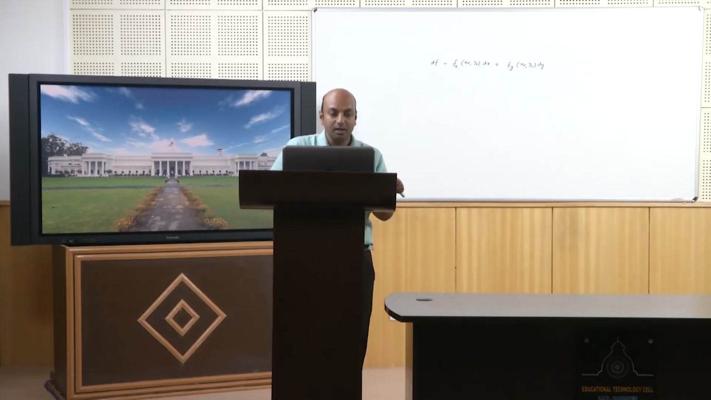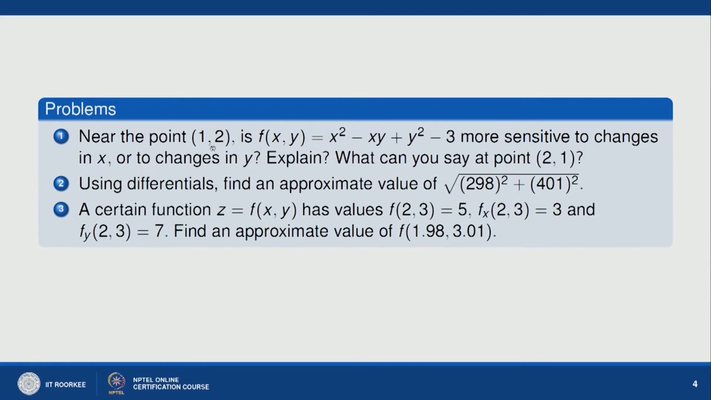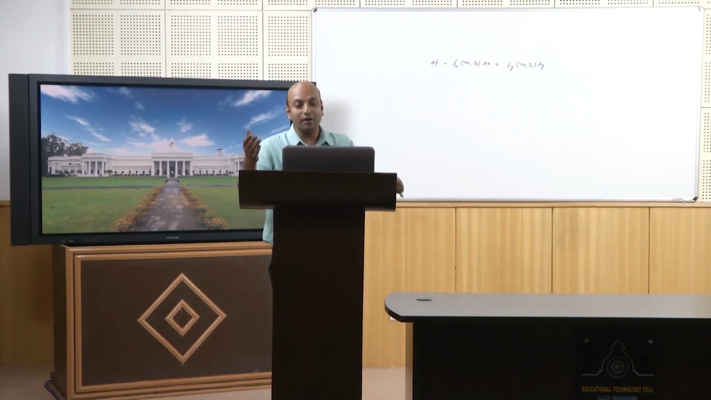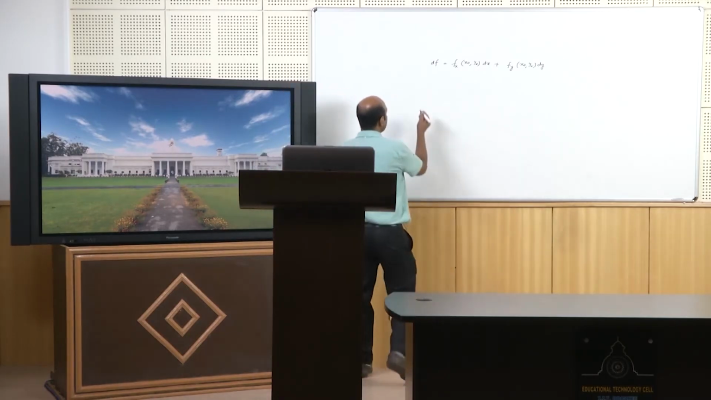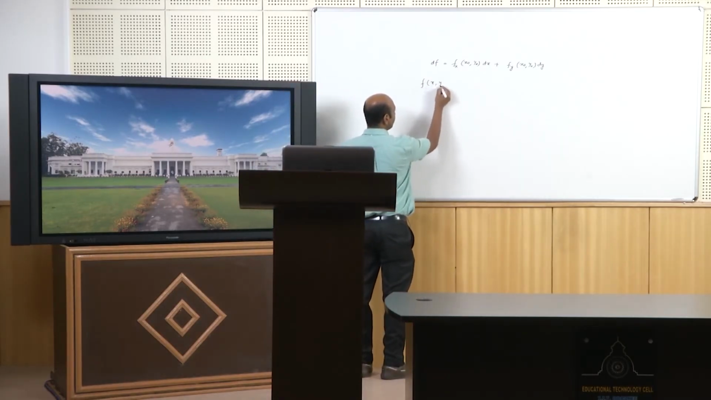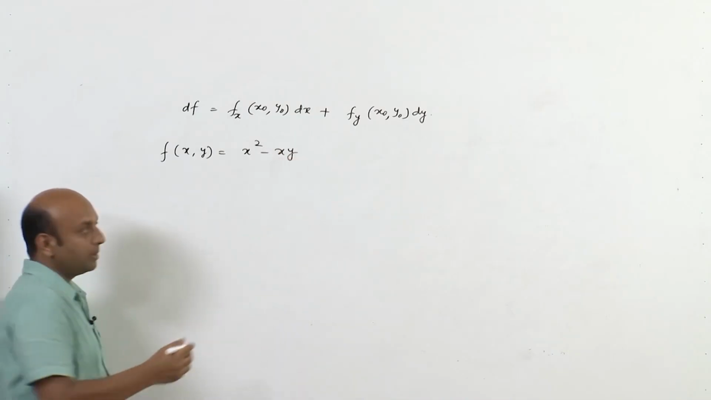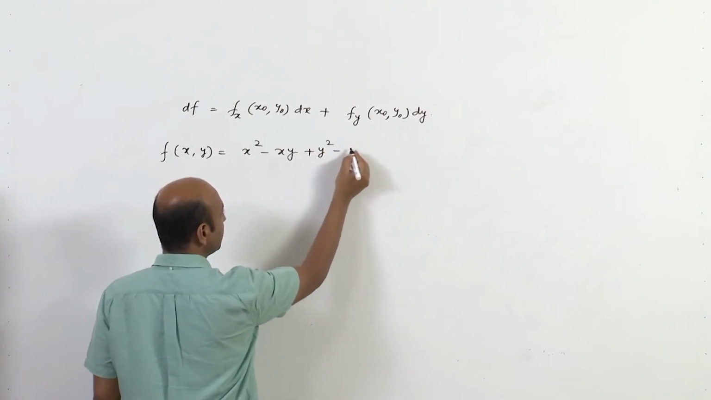The first problem: near the point 1 comma 2, is f of x, y, which is equal to x square minus xy plus y square minus 3, more sensitive to changes in x or to changes in y? This we have to find out. And what can we say about this at the point 2 comma 1? So, what is the function? The function here is x square minus xy plus y square minus 3.